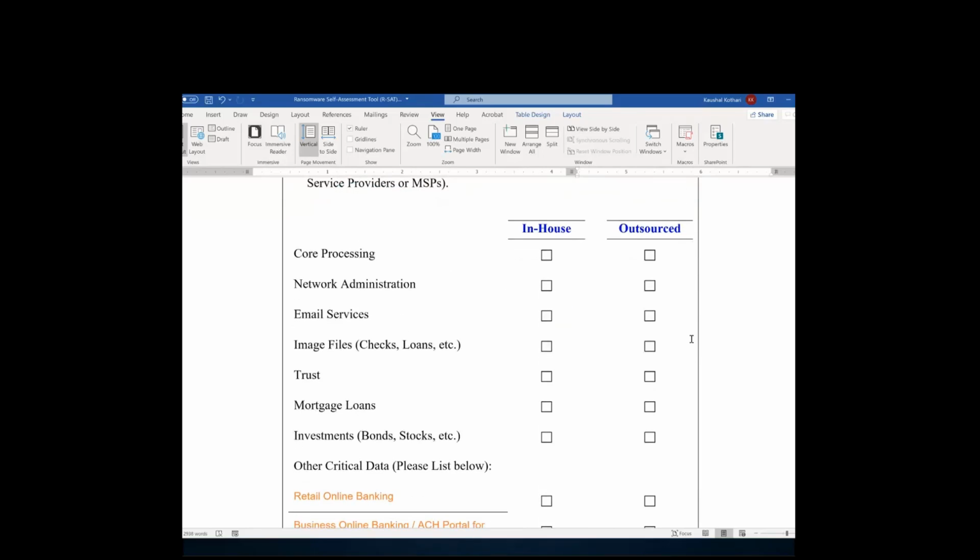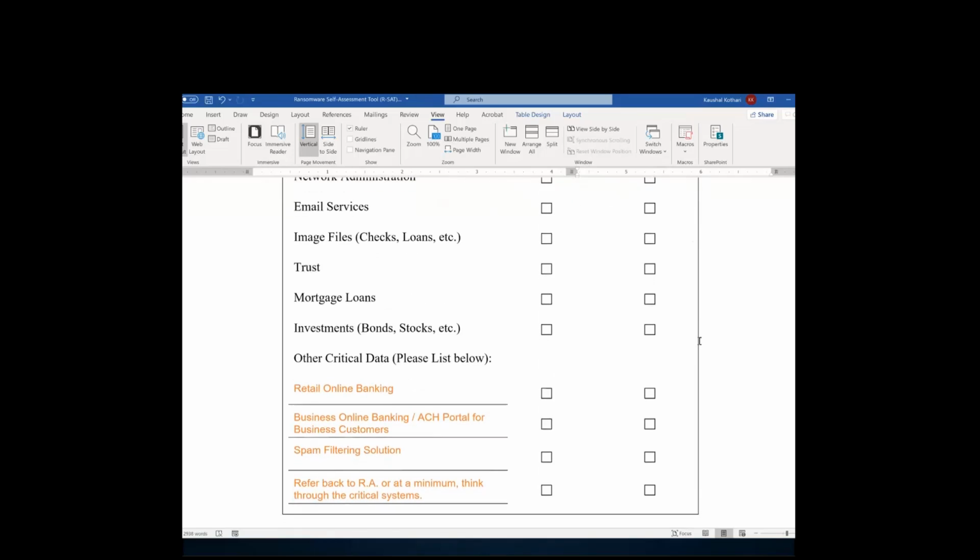They do have a section for other critical data, and we listed out some samples because some of these might be different. It could be the same online banking as your core system, but we have seen a trend for a decent number of banks using different online banking vendors than their core system vendor. So we suggest listing out retail online banking and business online banking.